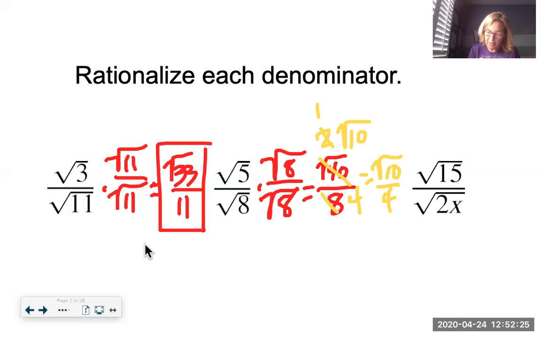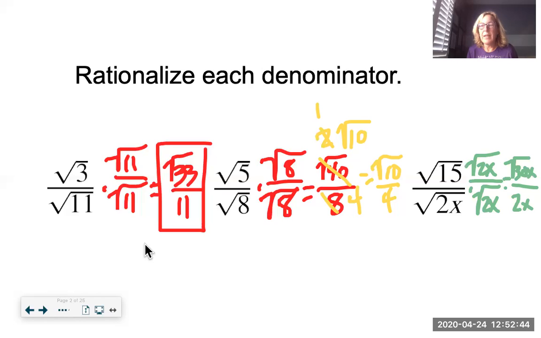On the next one, rationalizing the denominator, we multiply by the square root of 2x over the square root of 2x. And that gives us 2x in the denominator, and the numerator now would be the square root of 30x. And 30 doesn't have any perfect square factors, so I think we would just leave that as is.